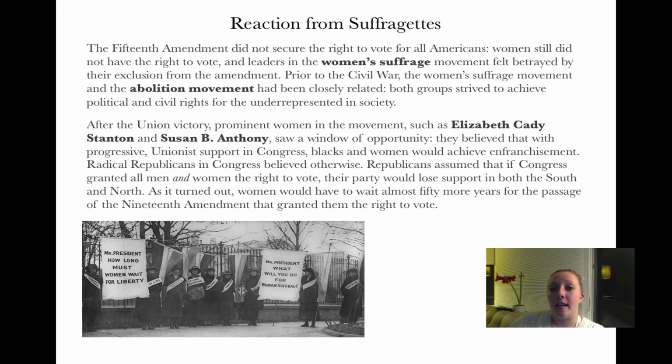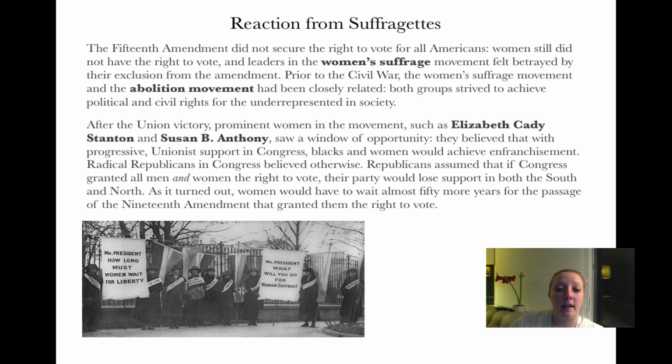The 15th Amendment did not secure the right to vote for all Americans. Women still did not have the right to vote, and leaders in the women's suffrage movement felt betrayed by their exclusion from the amendment. Prior to the Civil War, the women's suffrage movement and the abolition movement had been closely related. Both groups strived to achieve political and civil rights for the underrepresented in society. After the Union victory, prominent women in the movement saw a window of opportunity. They believed that with progressive unionist support in Congress, blacks and women would achieve enfranchisement.